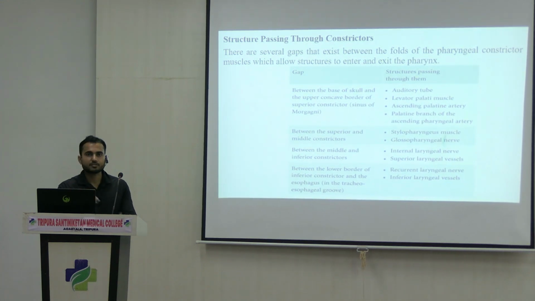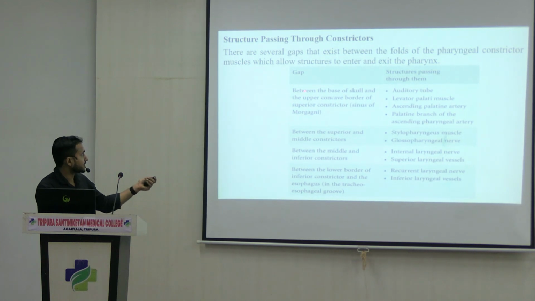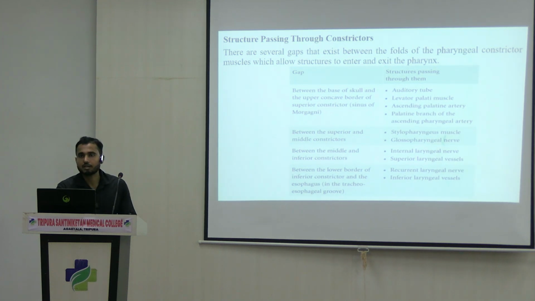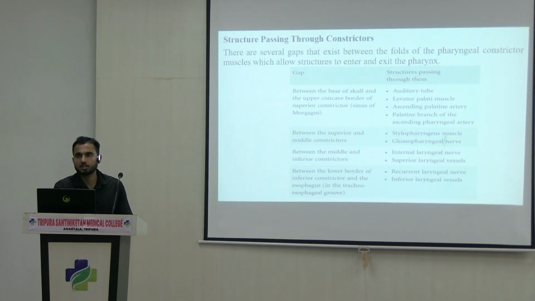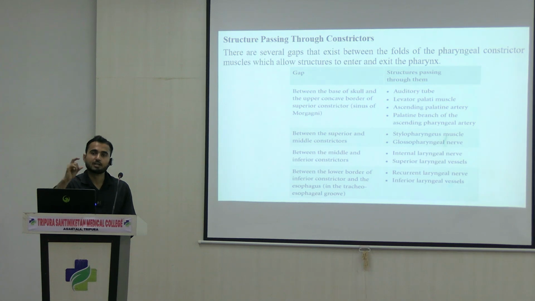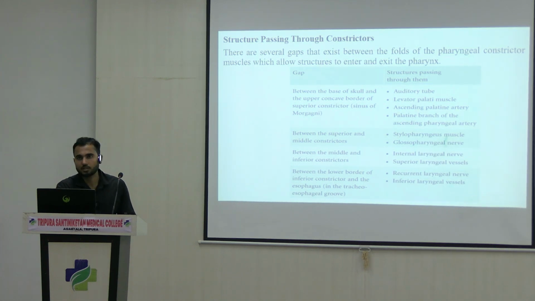So what is the first gap? As you can see, the first gap is present in between the base of the skull and the upper concave border of the superior constrictor muscle, also called the sinus of Morgagni. The gap between the base of the skull and the upper constrictor muscle is called the space of Morgagni.